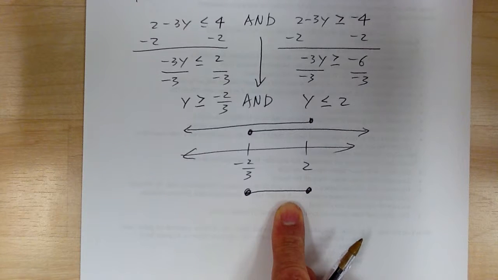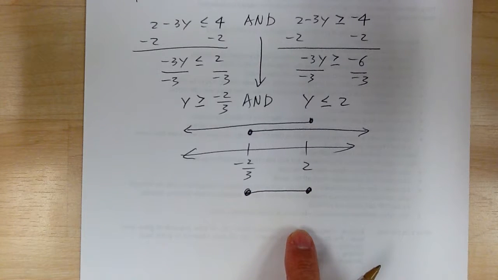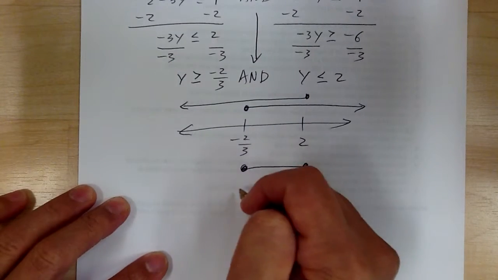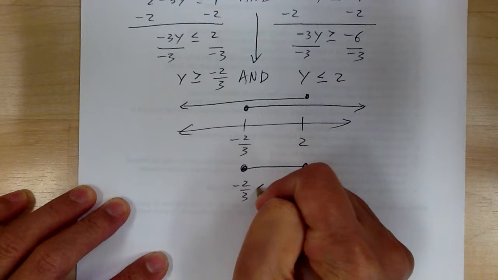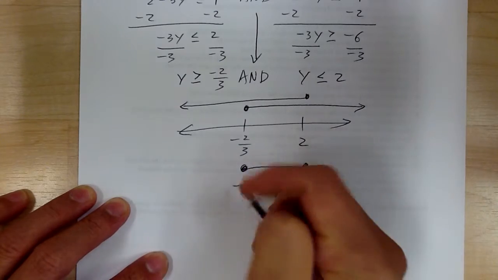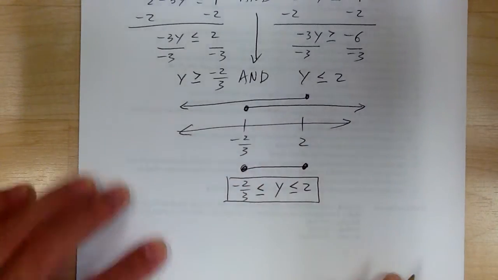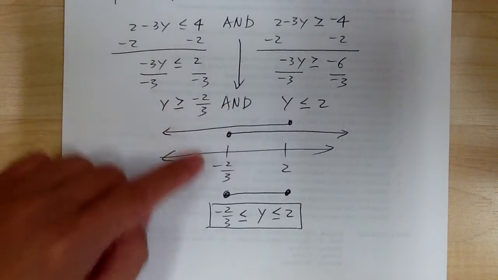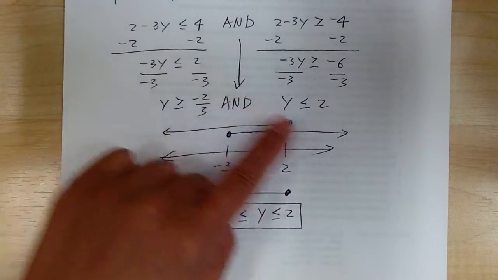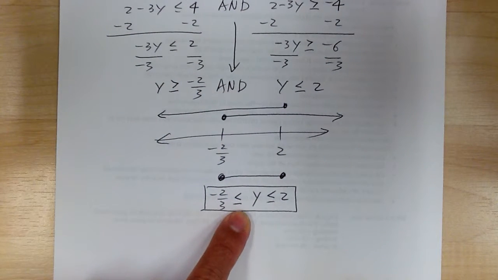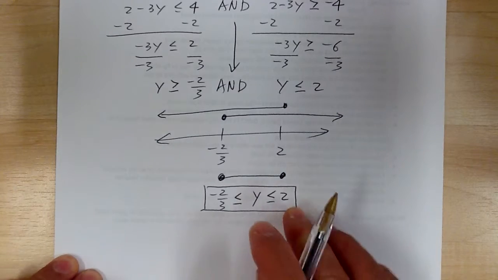So now you have to write your answer. In your final answer, you should not have the word "and", because if there's the word "and", you should be able to combine them. So your final answer should be -2/3 is less than or equal to y, is less than or equal to 2. And this would be your final answer. So do not have the word "and" in your final answer, because if there's an "and", it means there has to be a way to simplify. So this is not a simplified answer, so you can simplify it into that. Okay, so that's example 3.